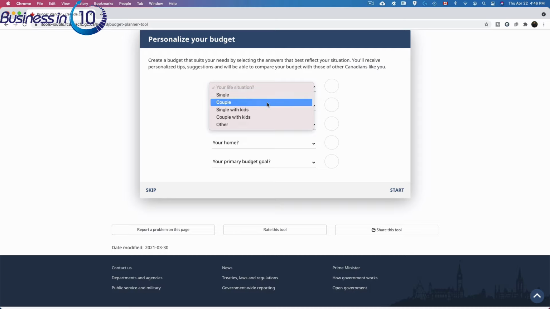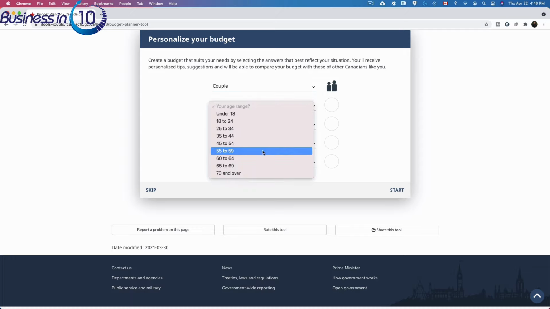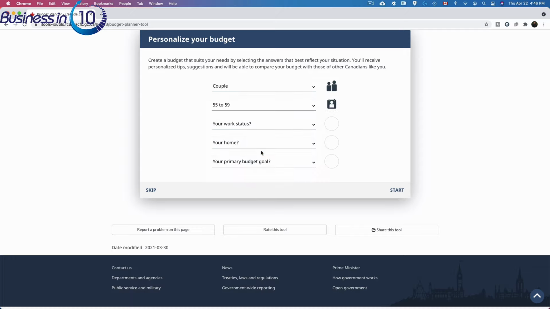I'm going to use couple. Use whatever is appropriate for you. Your age range. I'm going to say 55 to 59. Your work status. I'm going to say full-time. Your home, whether you own your home, rent, or other. So I'm going to say homeowner.